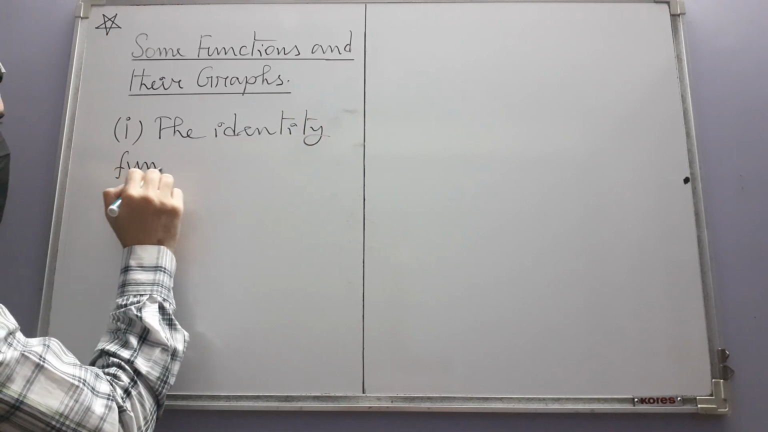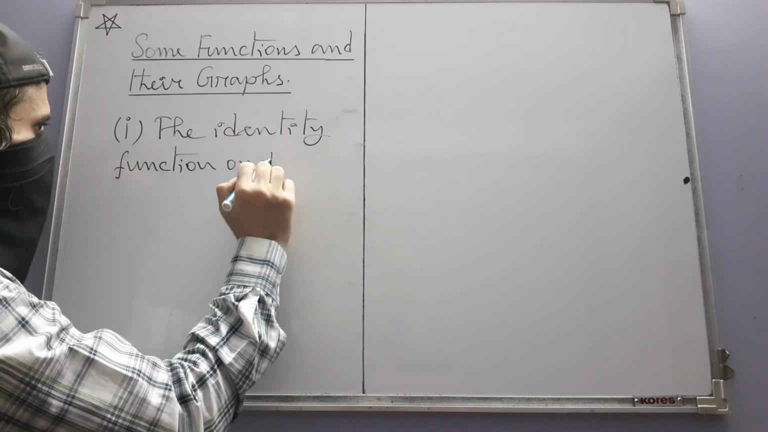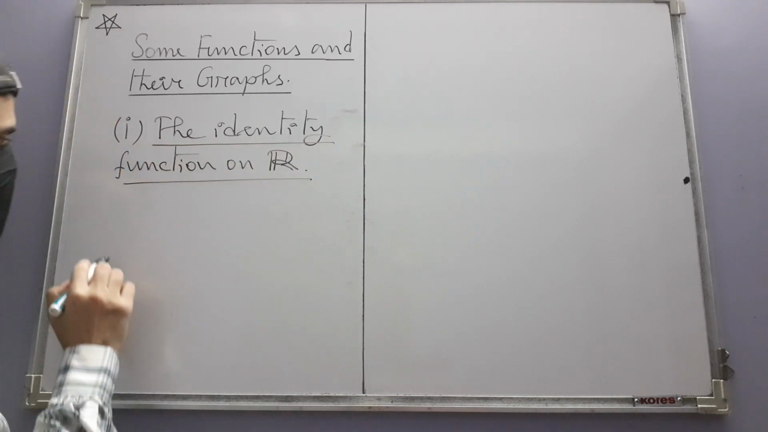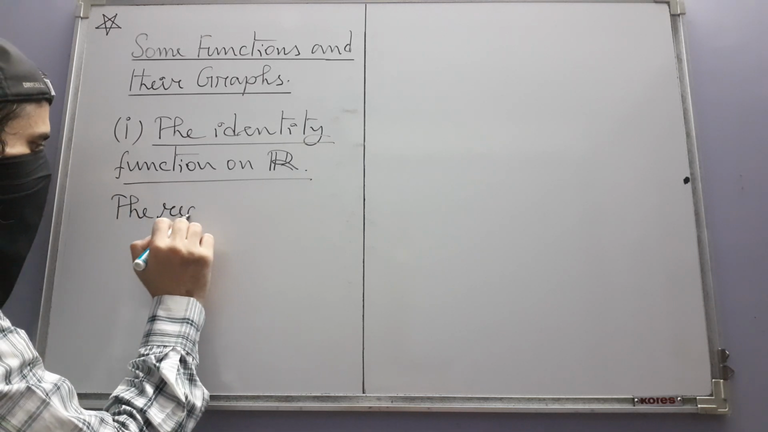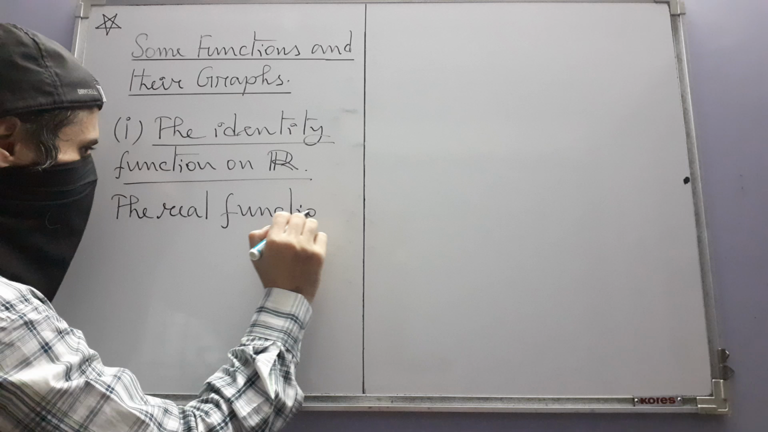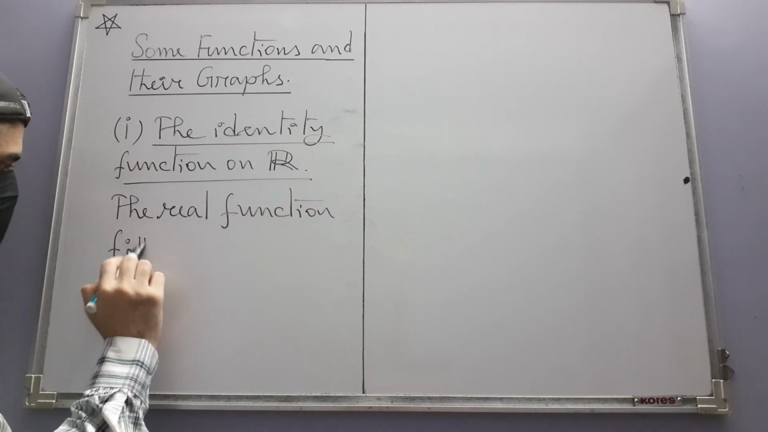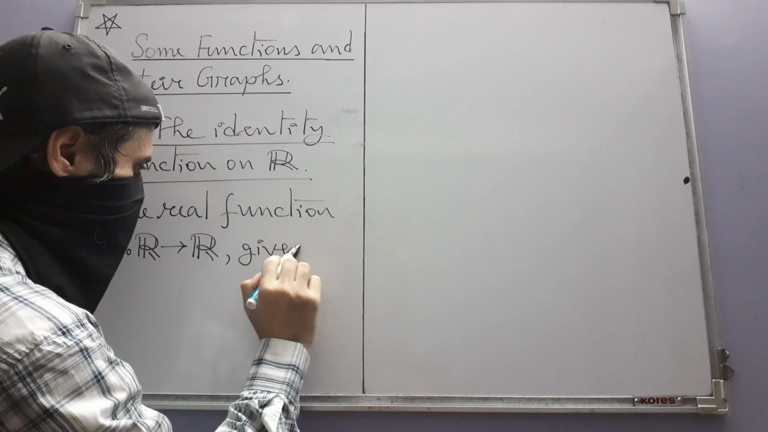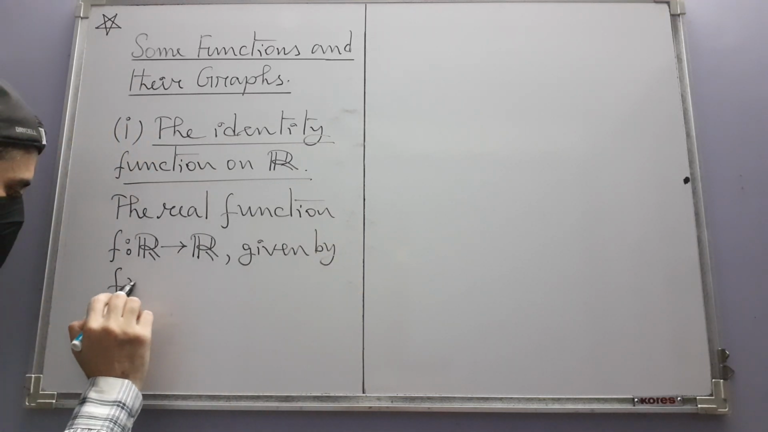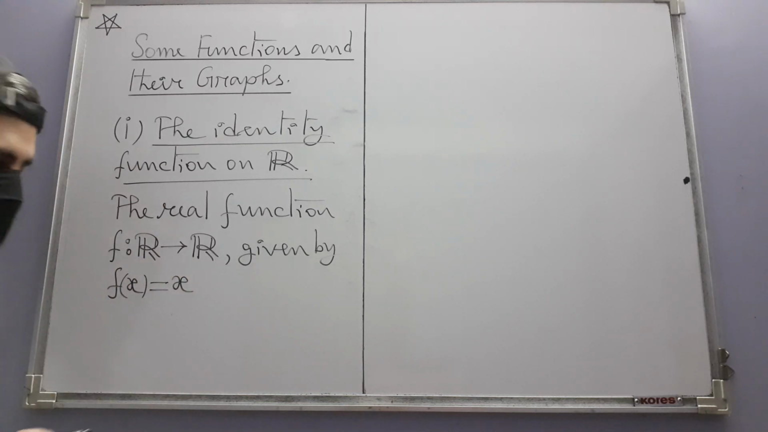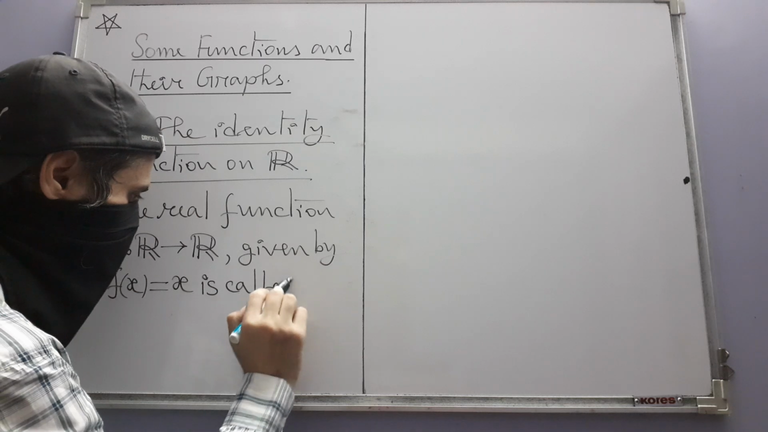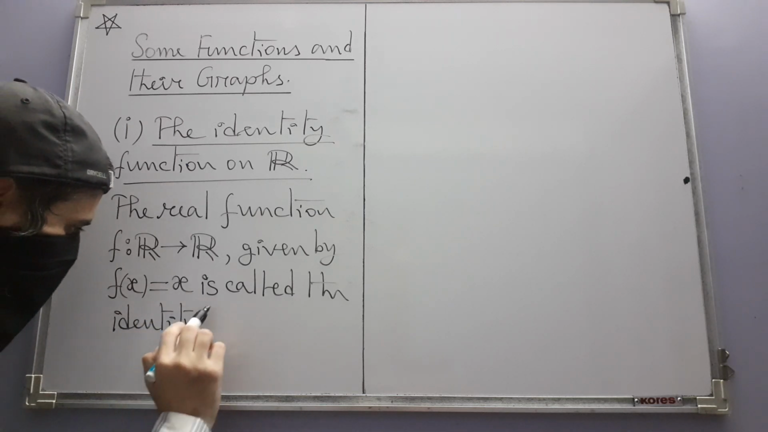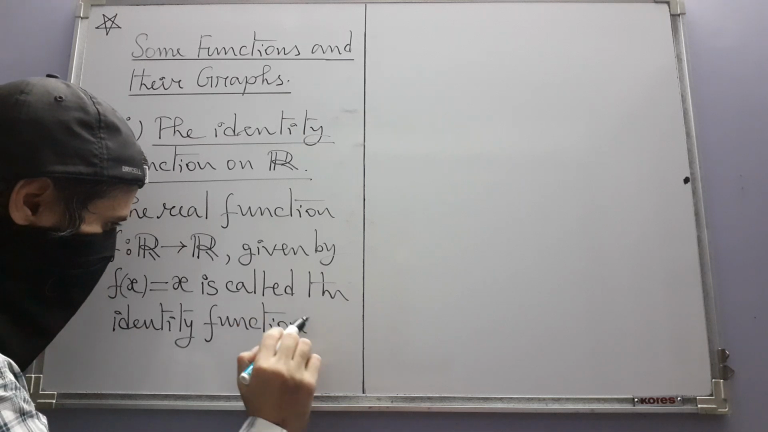the identity function on R, and it's defined like this: the real function f from R to R given by or defined by this rule, this formula, f of x equal to x is called the identity function on R.